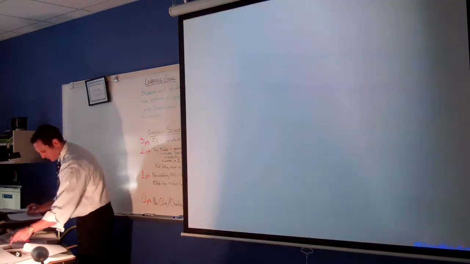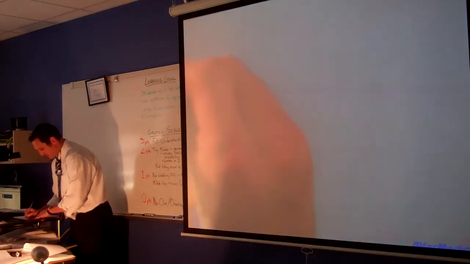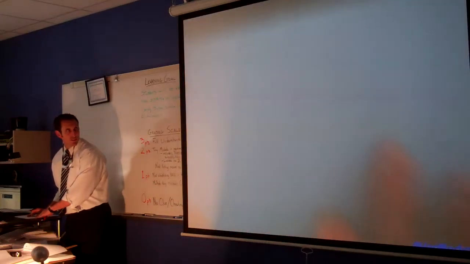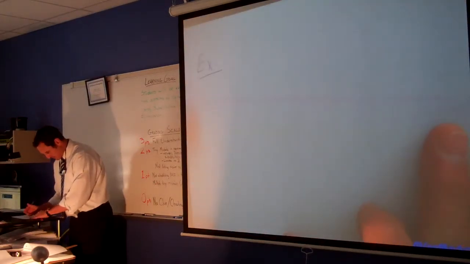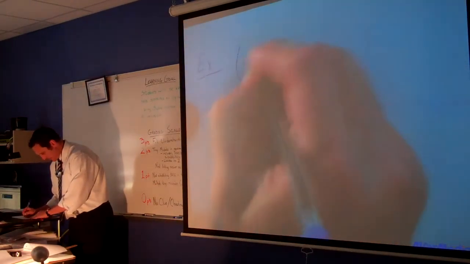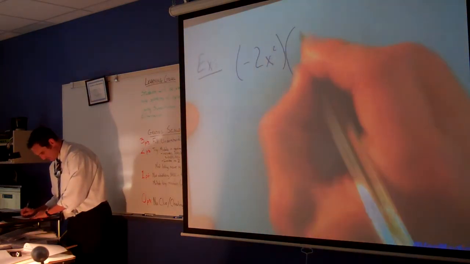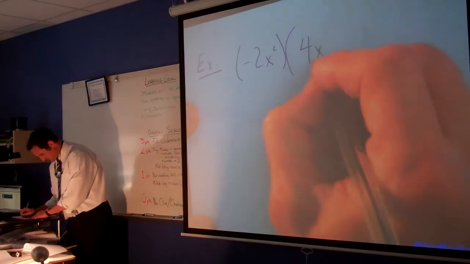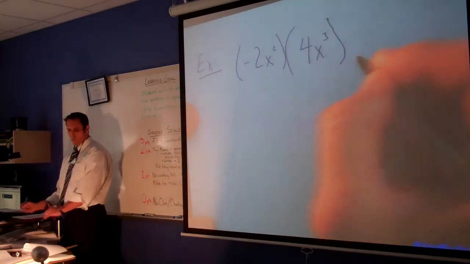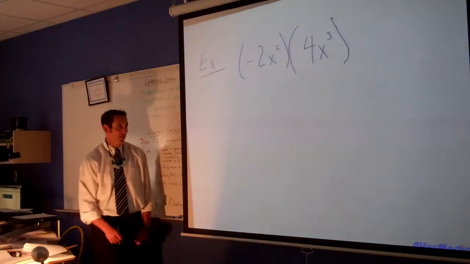I'll use a new sheet. I want you to be able to recognize multiplication when you see it. So here, let's work on this example. If we have negative 2x squared, and then it's going to be multiplied by 4x to the 3rd power, what's happening when we want to simplify this?